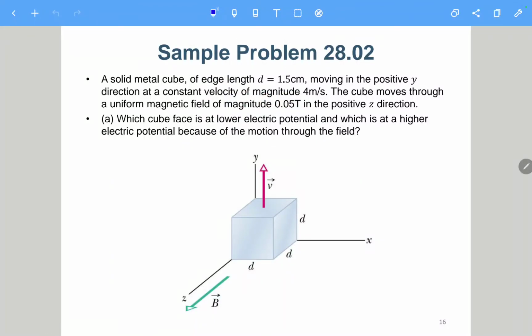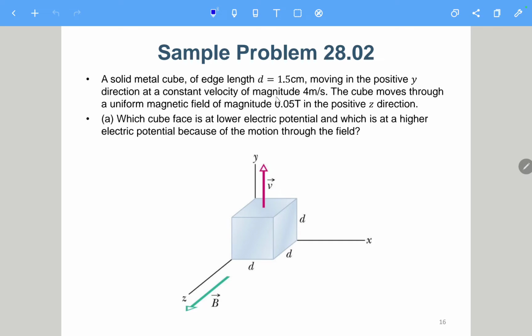Okay, so here let's take a look at a sample problem about the Hall effect. It says a solid metal cube of edge length d equals 1.5 centimeter, so 1.5, 1.5, 1.5, moving in the positive y direction. So this cube is moving in the positive y direction, and here we have a red arrow pointing in the direction of the positive y-axis.